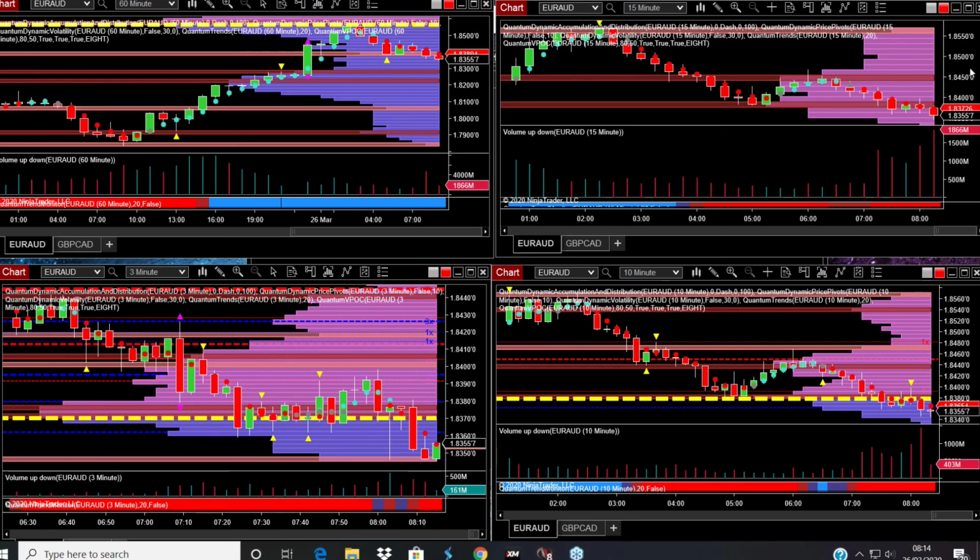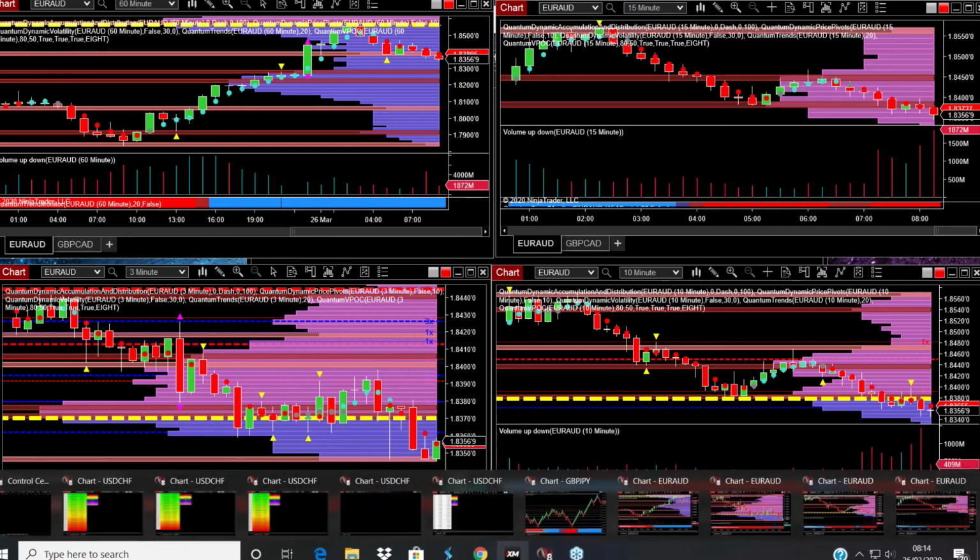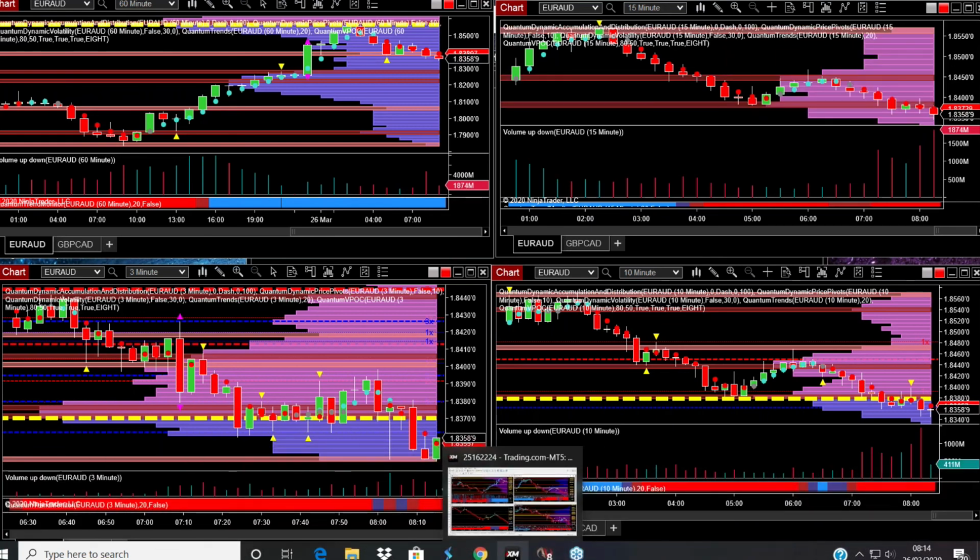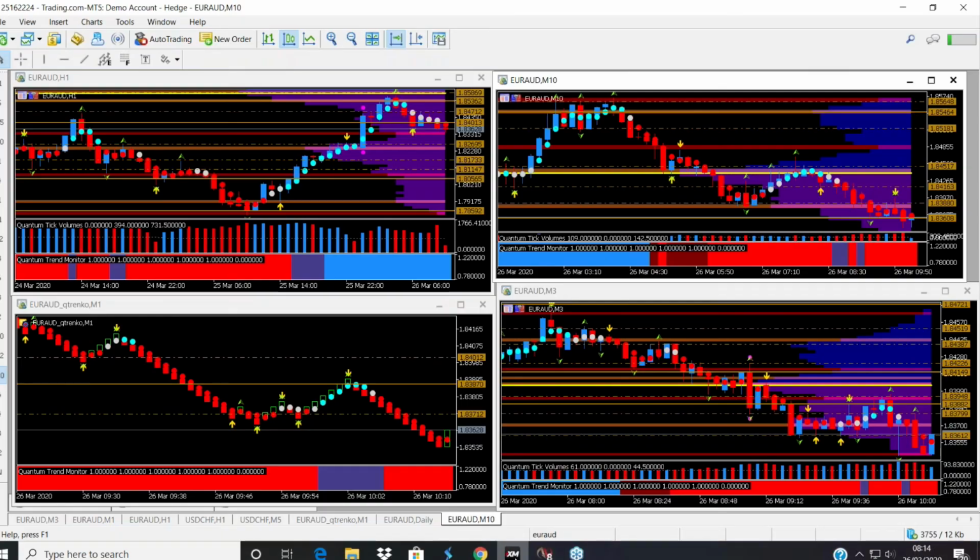I just want to come back to the Euro Aussie because it's been a really, really interesting move. I'm going to use both platforms actually, because I've got my Renko on MT5 and I've got the charts on Ninja Trader. As you can see, I've got the 60, the 15, the 10 and the 3.